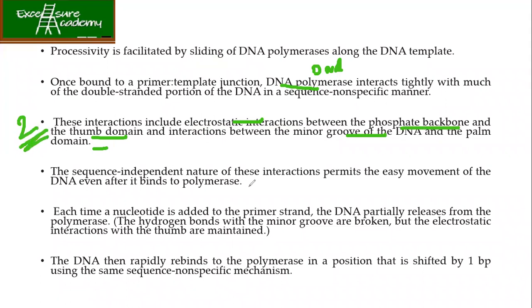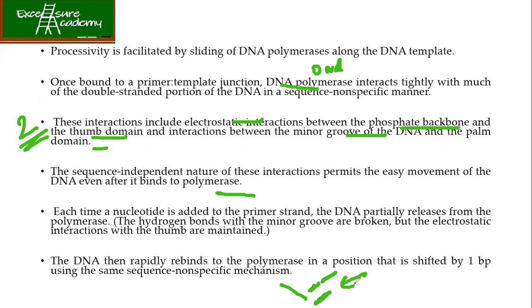Now the sequence independent nature of these interactions permits the easy movement of the DNA even after it binds to the polymerase. Now each time a nucleotide is added to the primer strand, DNA partially releases from the polymerase. इसका मतलब क्या हुआ? थोड़ा सा वो लूज होके खुल जाता है. So now why is this important? Because it has to shift one base pair, right, क्योंकि already एक base pair add हो चुका है, already this has been added, so it has to open up so that it can go this side and your new nucleotide is exposed for the new nucleotide to come and bind.